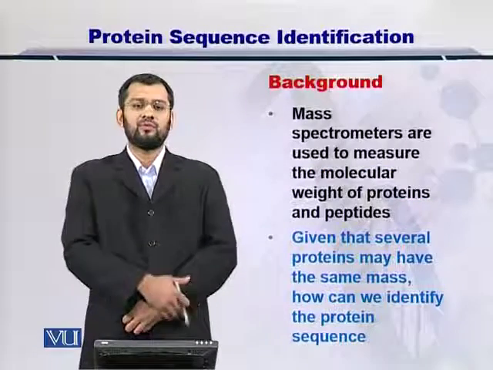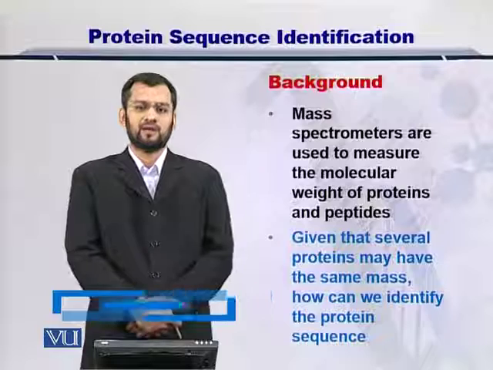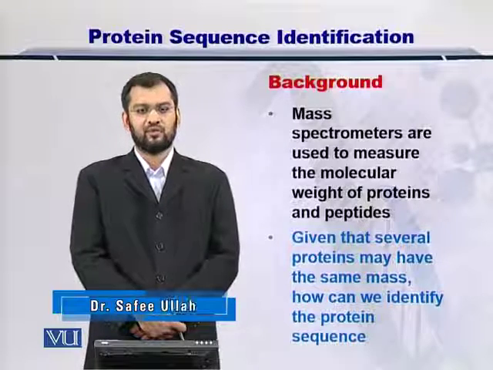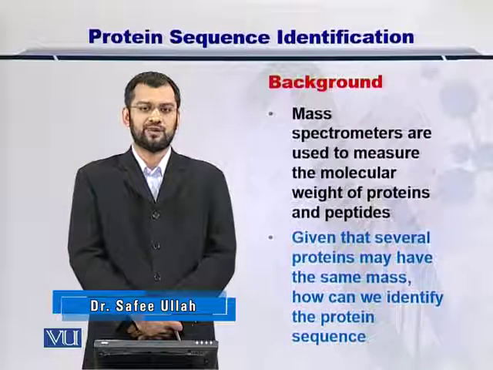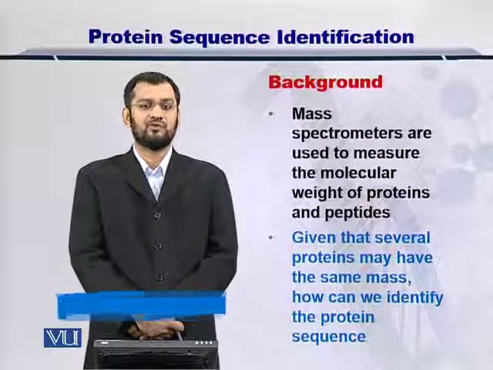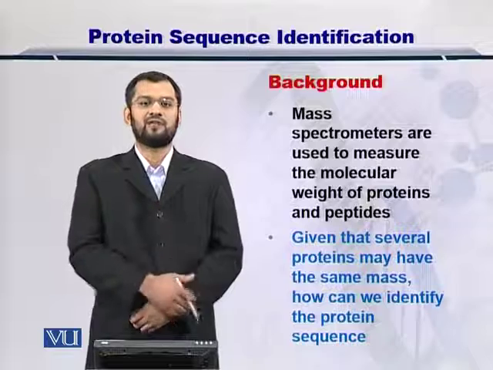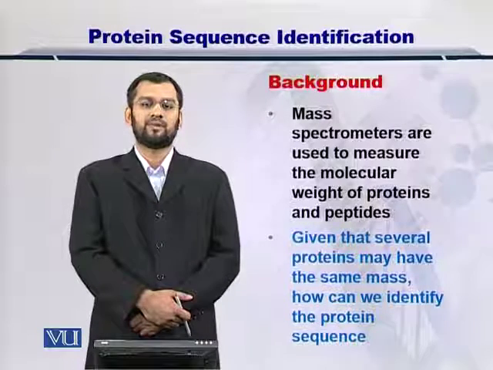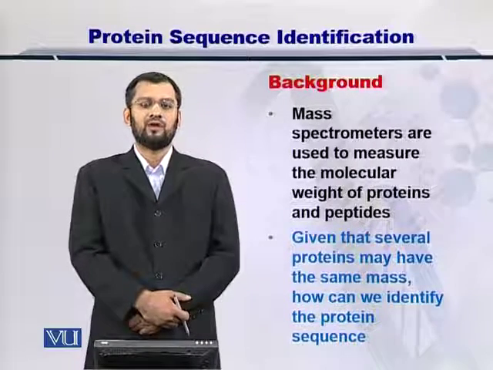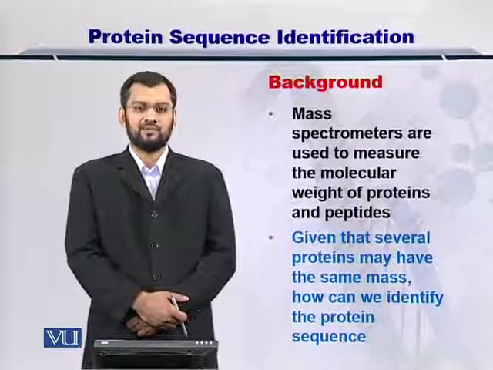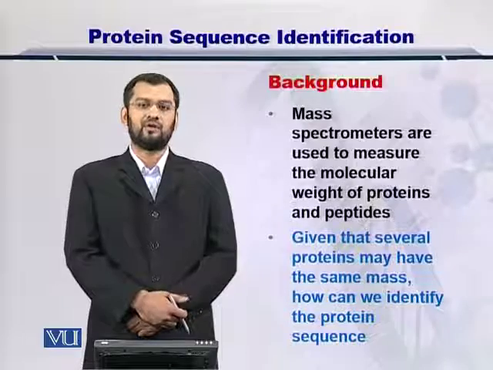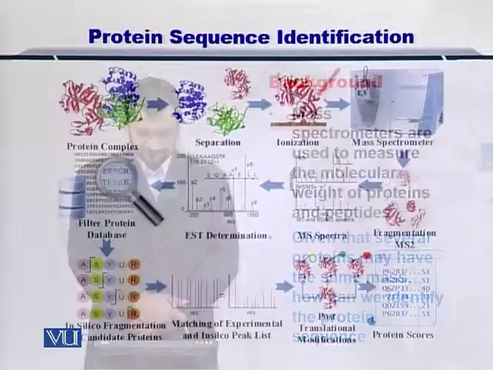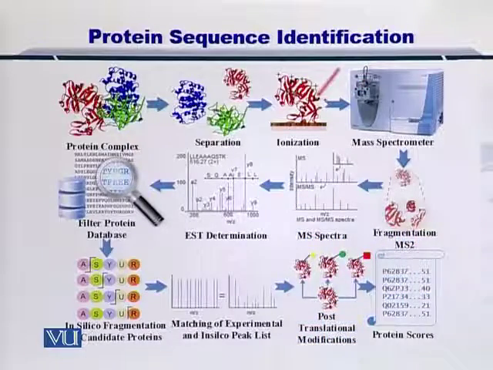Okay, so mass spectrometers give you the capability to measure the molecular weight of proteins and their peptides. However, as I just mentioned, this information is not enough to deterministically arrive at the protein sequence. So there are several important algorithms that exist which help you to get the sequence of the protein in question. Let's take a look at this diagram.